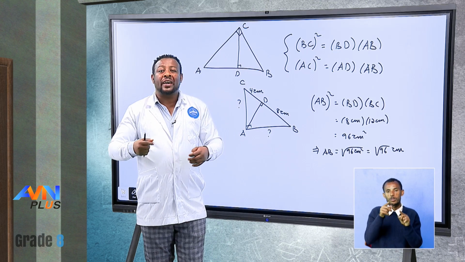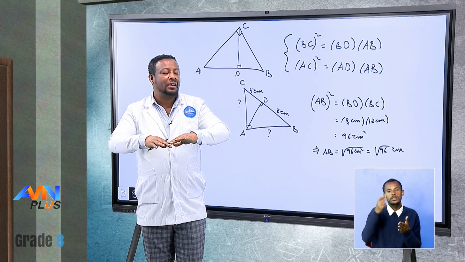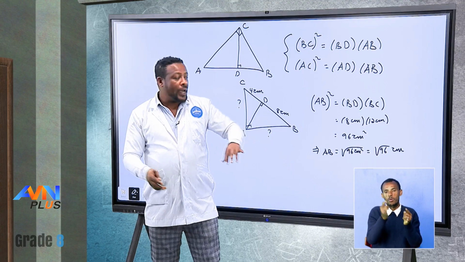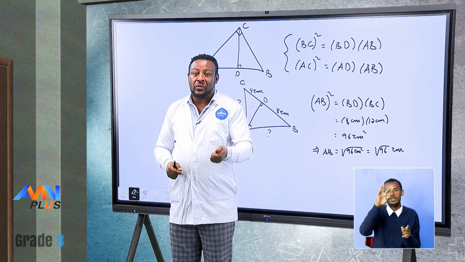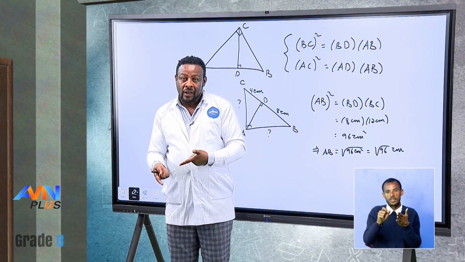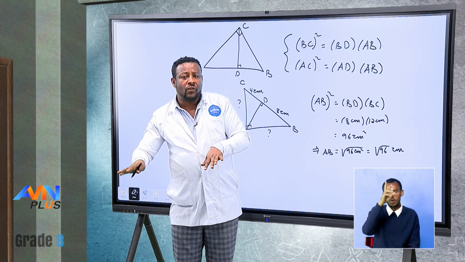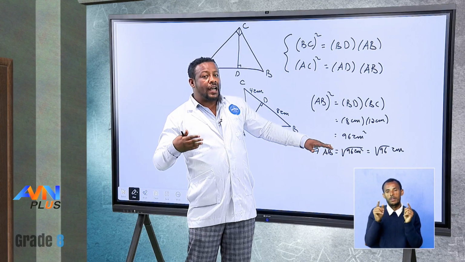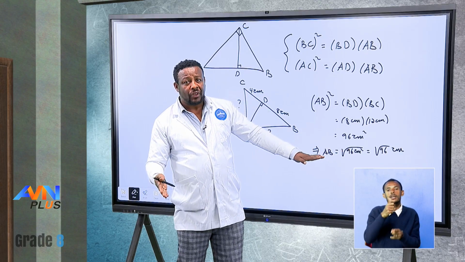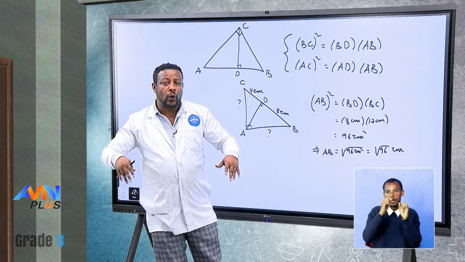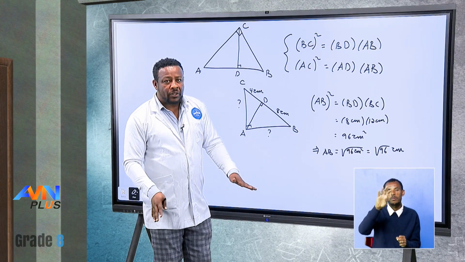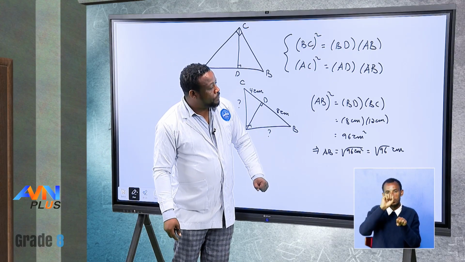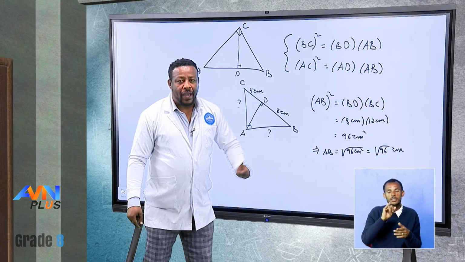But you can rewrite square root of 96 in different ways, because 96 can be written as 4 times 24, or in other forms. You may have different ways of giving the answer for AB. It can be 2 root 24 or other forms, right? So this is the length of AB.